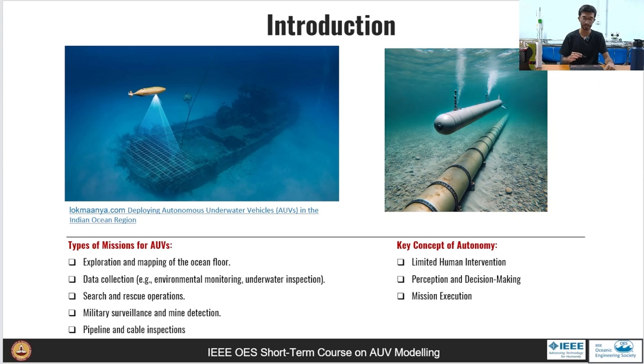You might notice that for all of such applications, the key aspect is that we need limited human intervention. The AUV system or the autonomous system needs to have a perception module and a decision-making capability. To execute such complex missions, the AUV system needs to have the autonomy module present in it. And that is the key motivation behind the autonomy module.